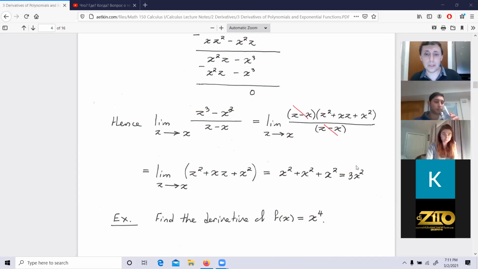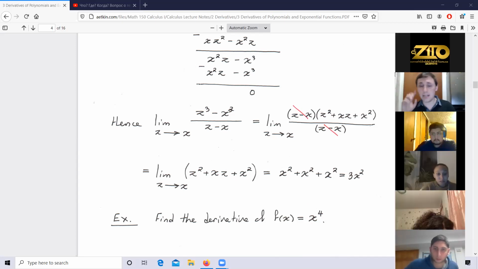Now, your next goal is to tell me what's the derivative of x to the 4. You can try to guess it, and then try to figure out how I factor a difference of degree 4 powers. Okay, Sophia, good.